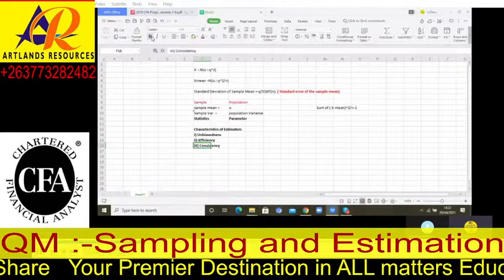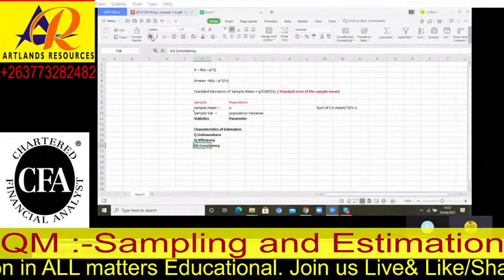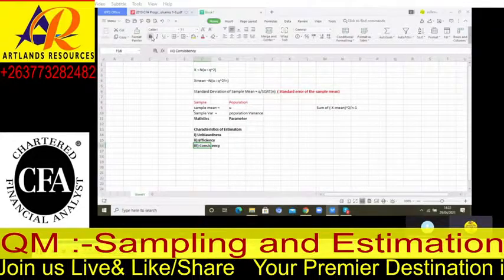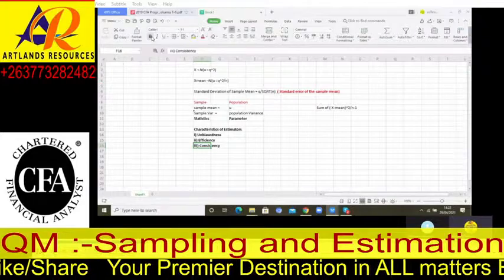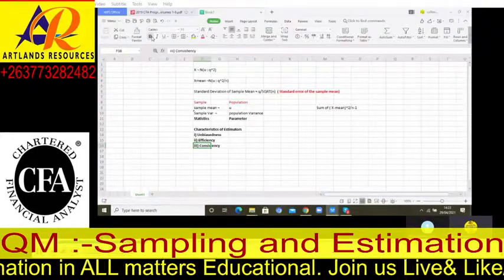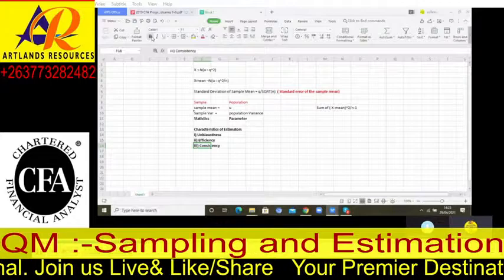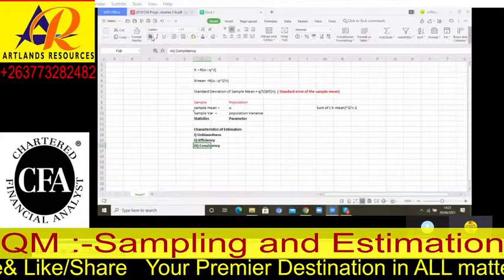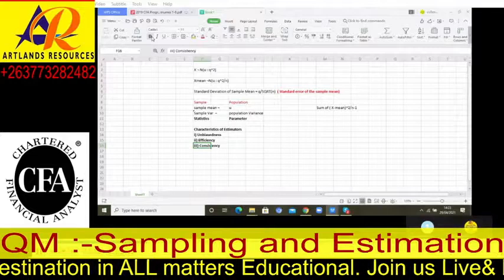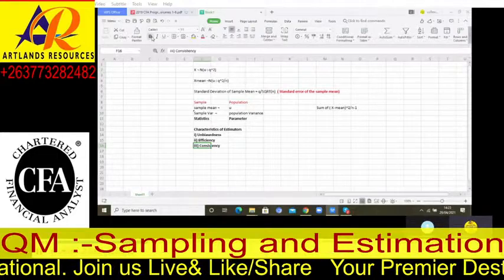So what is consistency? We are simply saying the probability of this statistic being equal to the parameter increases as the sample size increases. That's consistency. Then efficiency: if there's a chance that another unbiased estimate exists, it means that a particular estimator or statistic is not efficient. Then unbiasedness looks at the extent to which that particular statistic equals the parameter that it is estimating. You get that?